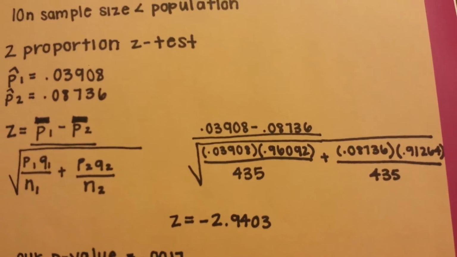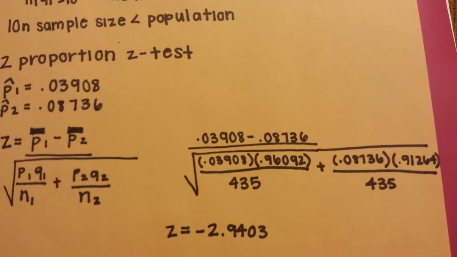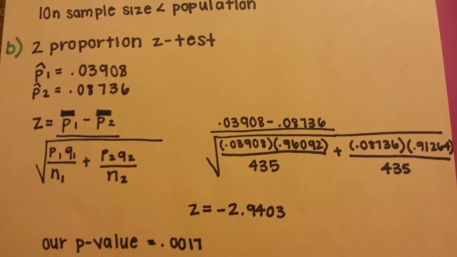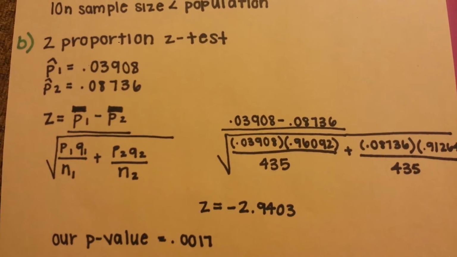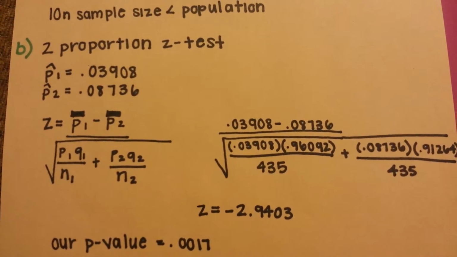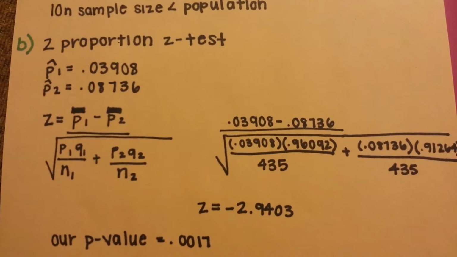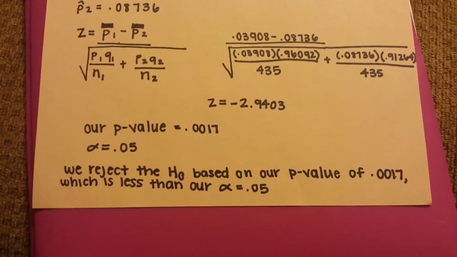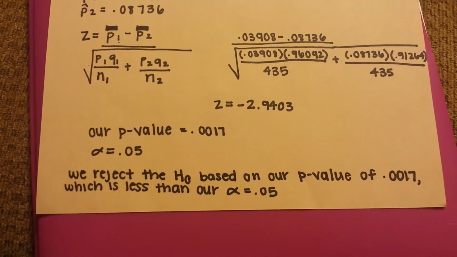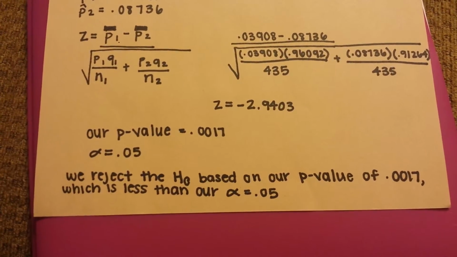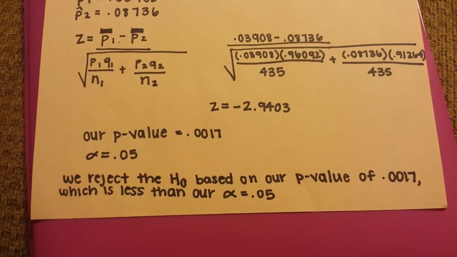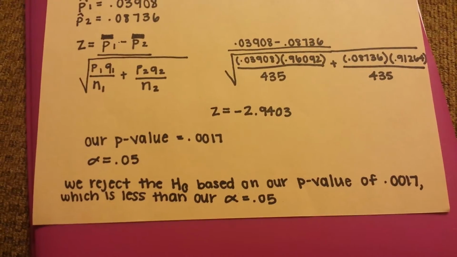And the Z that you get is negative 2.9403. And our p-value, after looking at our Z-score chart, would be 0.0017. So using an alpha value of 0.05, we reject the H0 based on our p-value of 0.0017, which is less than our alpha of 0.05.